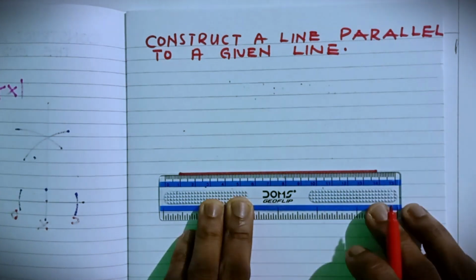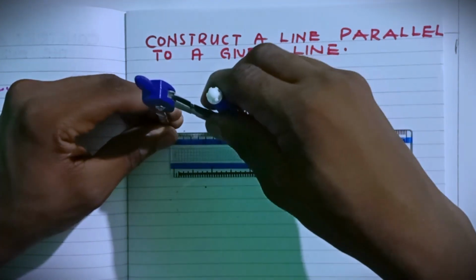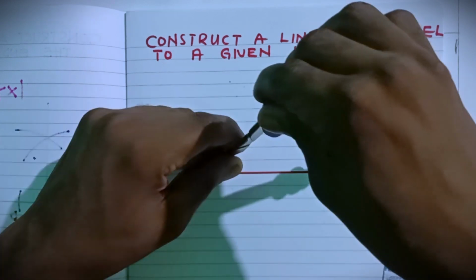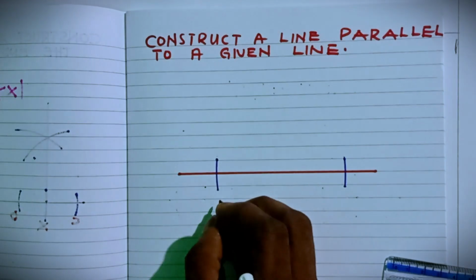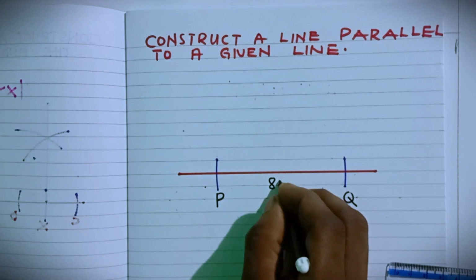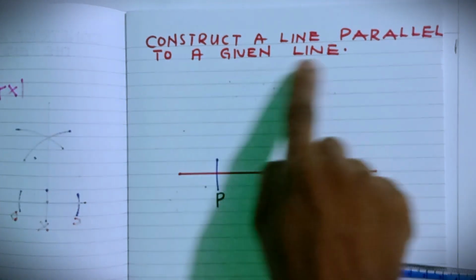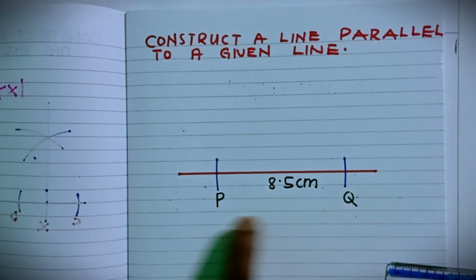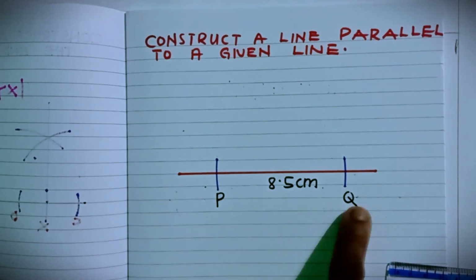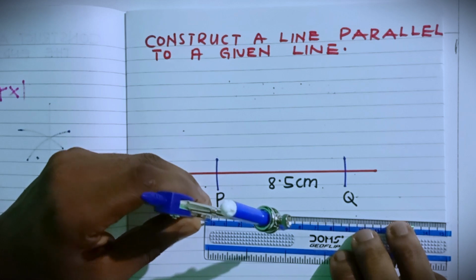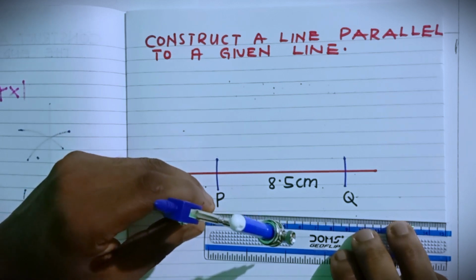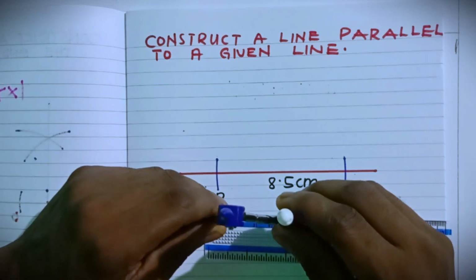Let's say I have a line and the length of that line is 8.5 centimeters. We call the line PQ, 8.5 centimeters. I want to construct a parallel line to this given line PQ. A parallel line moves in the same direction as PQ and never touches PQ. You might be given the distance of the parallel line from the given line, let's say 5 centimeters.